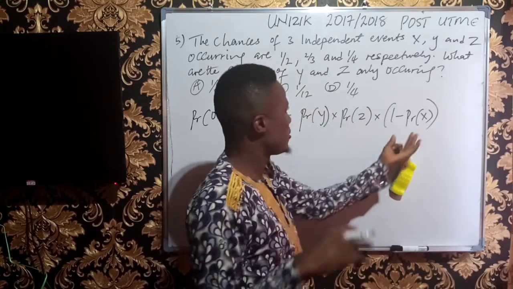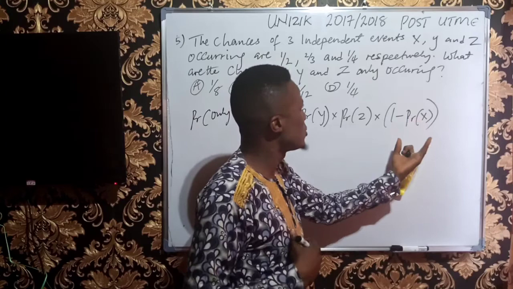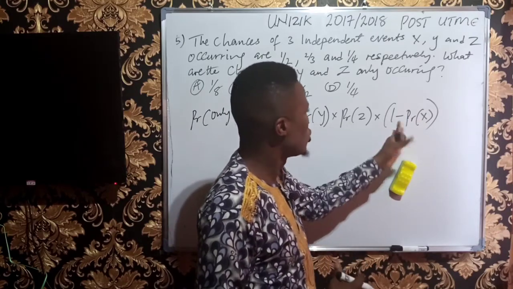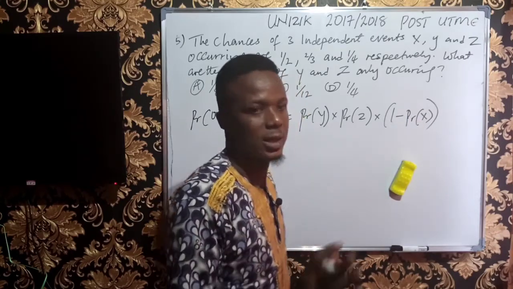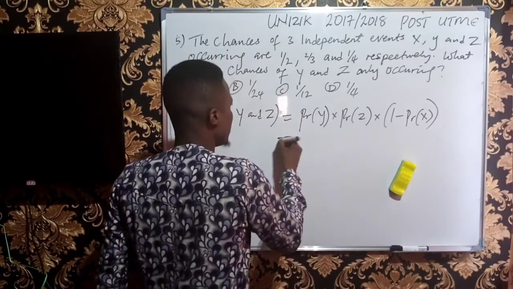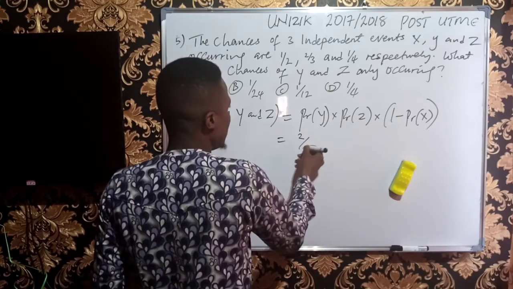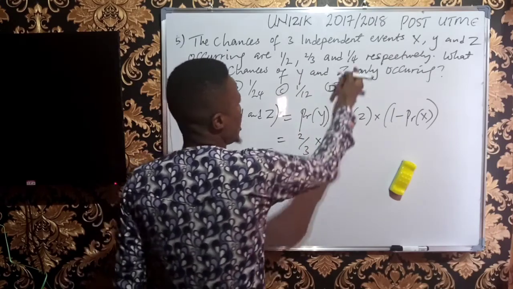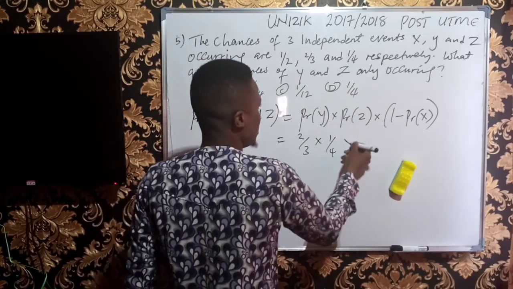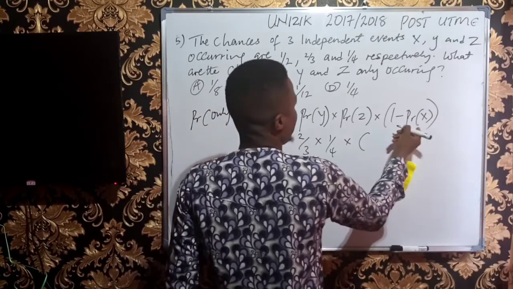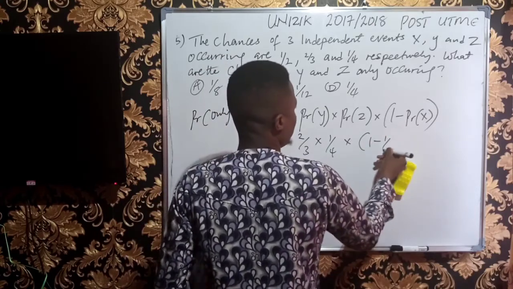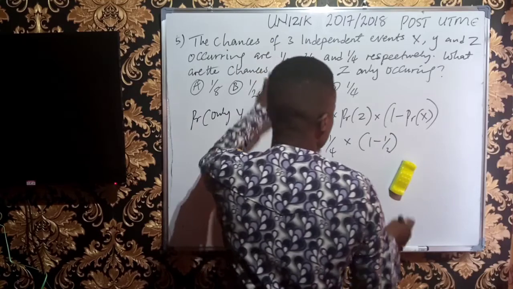So to get the probability of x failing, which means they don't want x to occur, it should be 1 minus the probability of x. That's what you should know here. Now the probability of y, look at y here, is 2 over 3 times the probability of z, which is 1 over 4, times 1 minus the probability of x, which is 1 minus 1 over 2.